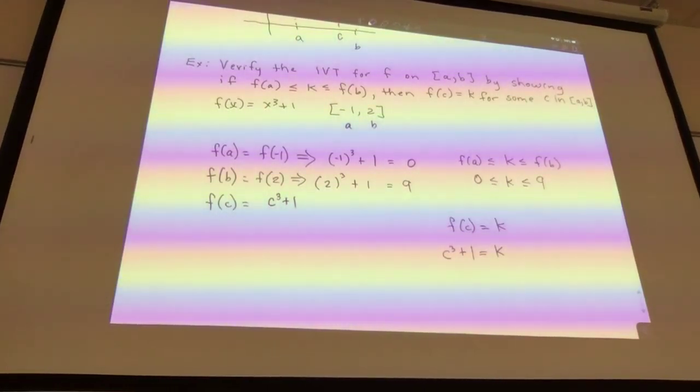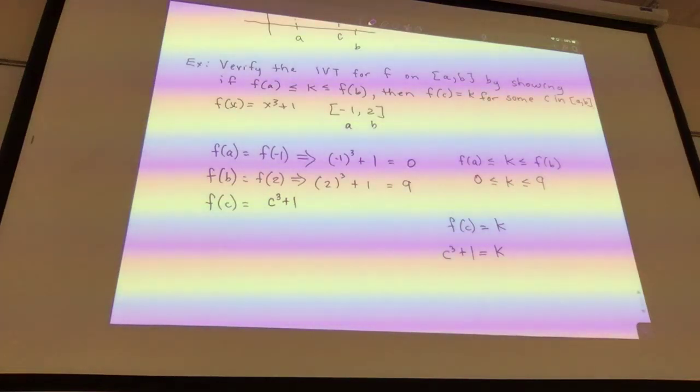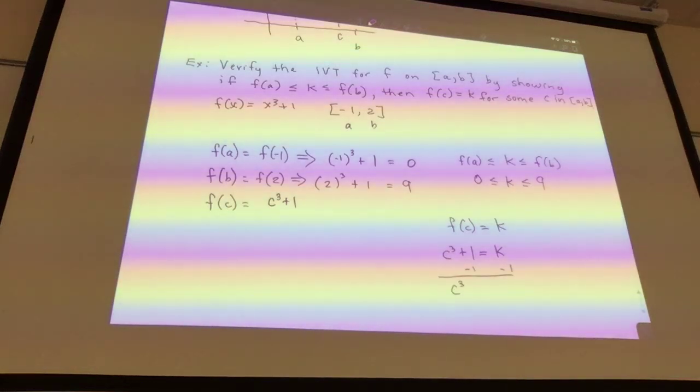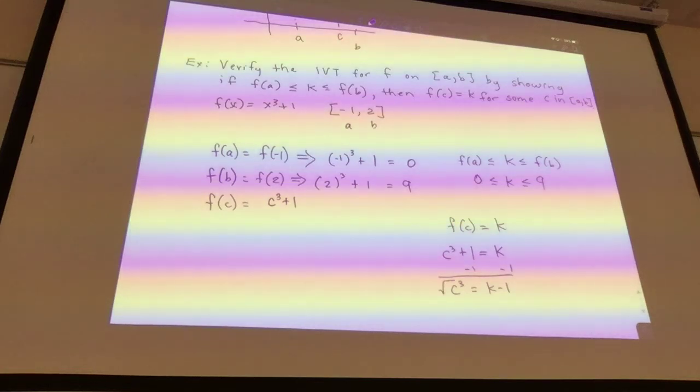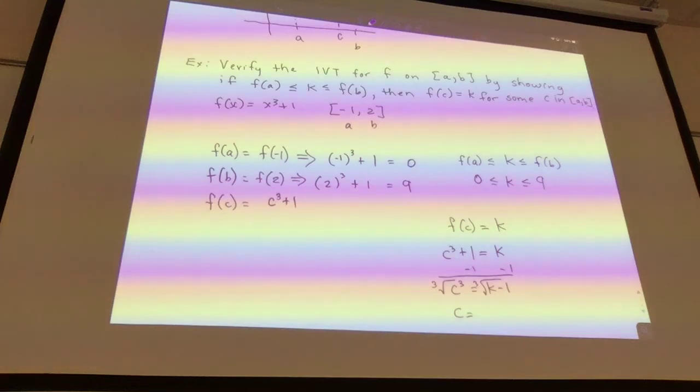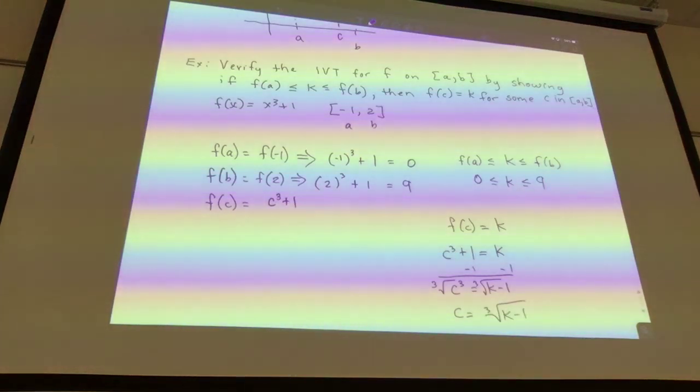What's the first thing I need to do to get C by itself? Subtract 1. Subtract 1, good. So find C. And then do what? Take the cubic root of that, whatever you do to one side, do to the other. So C is equal to the cube root of K minus 1.